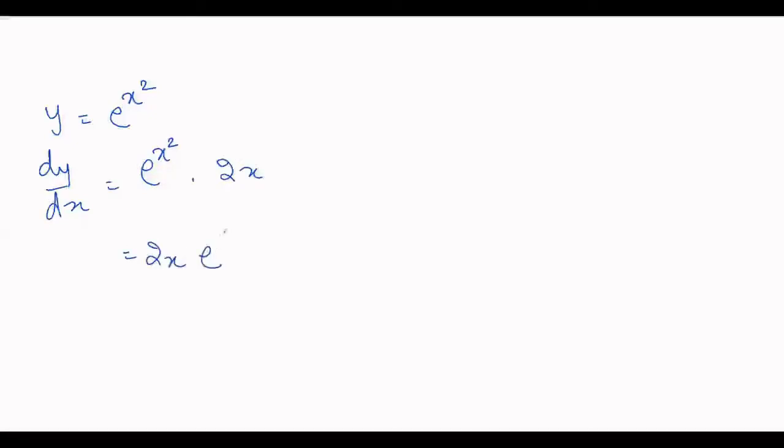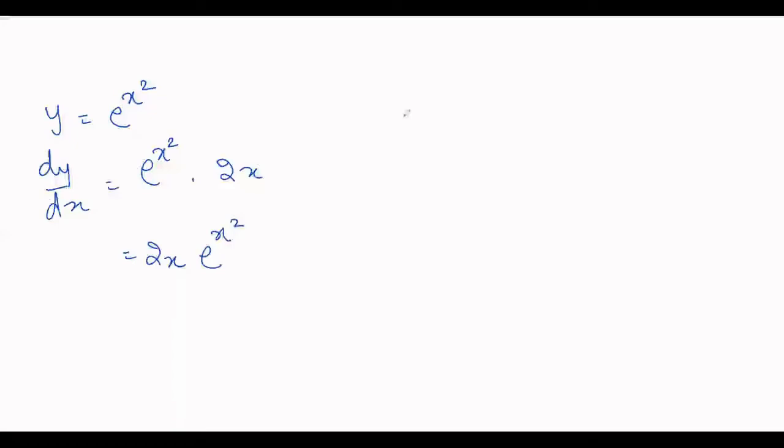So next we look at derivatives of exponential and logarithmic functions. First question, y is equal to e power x squared. So dy by dx is equal to differential of e power x is e power x, so in this case e power x squared, into differential of x squared, which is 2x. So I'll rewrite the answer, 2x e power x squared.